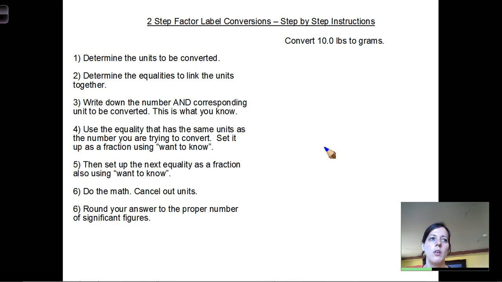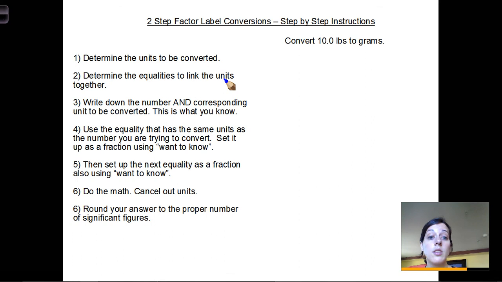However, if you are comfortable with the factor label method, or as you gain comfort in it, you will find that it is quicker to write it out in one step as opposed to doing the previous slide twice. So with a two-step conversion, same thing really. We want to convert 10 pounds to grams, so that's what we're looking to do.